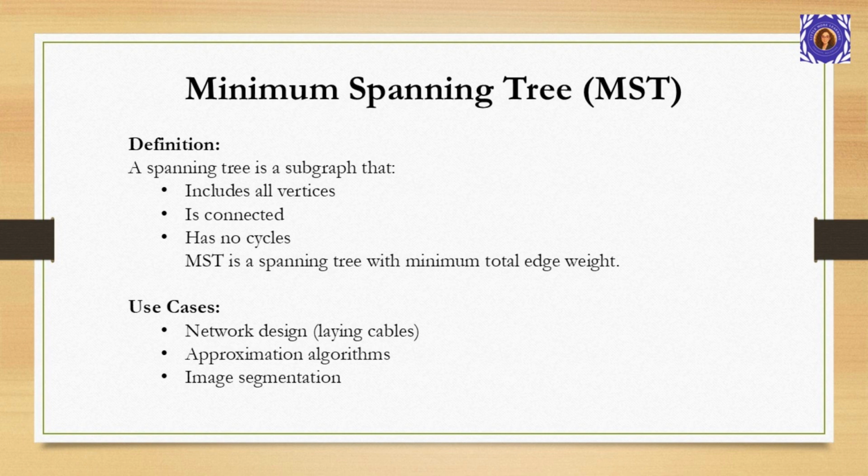It remains connected. There's a path between any two vertices. It contains NO cycles. Adding any edge would create a cycle. The minimum in minimum spanning tree refers to having the smallest possible total edge weight among all possible spanning trees. Think about these scenarios. You're a telecom company wanting to connect all cities with fiber cables using minimum total cable length. Or you're designing a computer network where you want to ensure all computers can communicate while minimizing connection costs. These are MST problems.